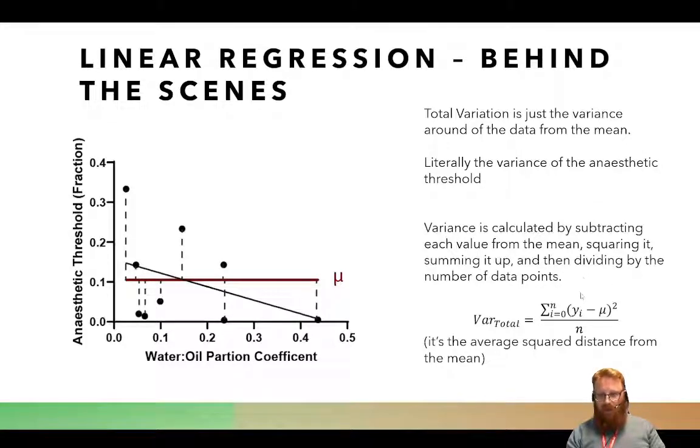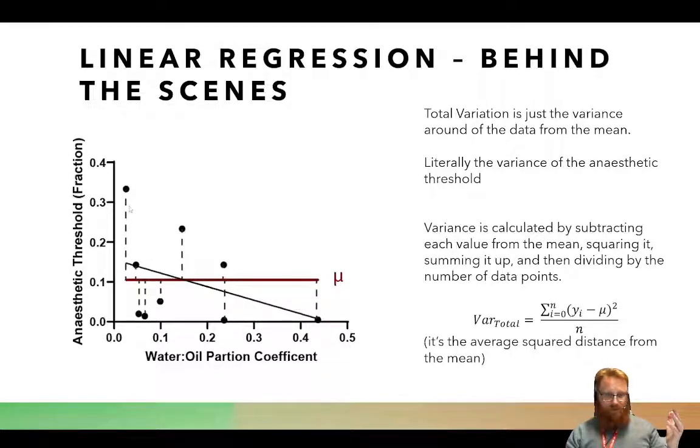How do we calculate that? It's an equation, but it's not really that bad. We take each data point, yi, the y value for the ith data point, the first, the second, the third, the fourth. We subtract the mean from it. We get some number. We square it, and then we sum all of these data points up. Why do we square it?